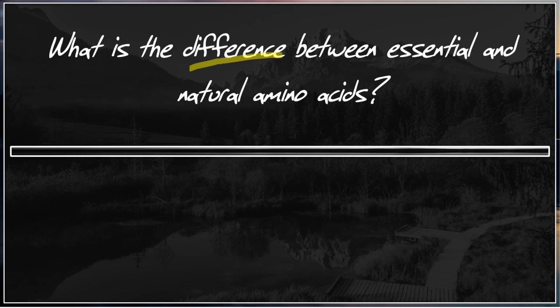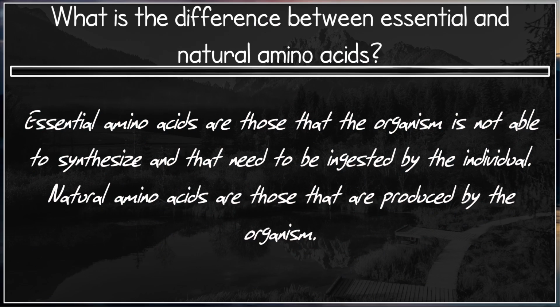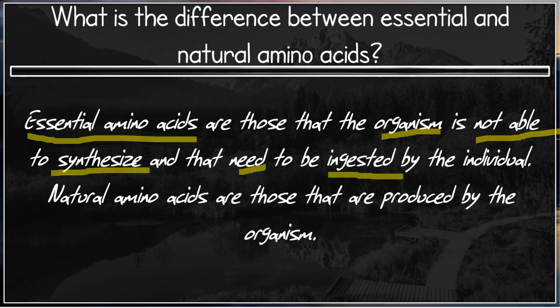What is the difference between essential and natural amino acids? Essential amino acids are those that the organism is not able to synthesize and that need to be ingested by the individual. Natural amino acids are those that are produced by the organism.